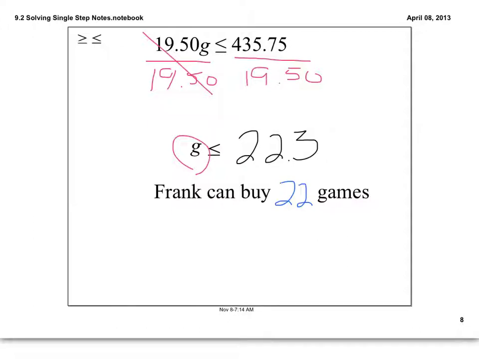If this was 22.7, he can still only buy 22 games. You can't round up and say you can buy 23 games. He can only buy the amount of money he has.